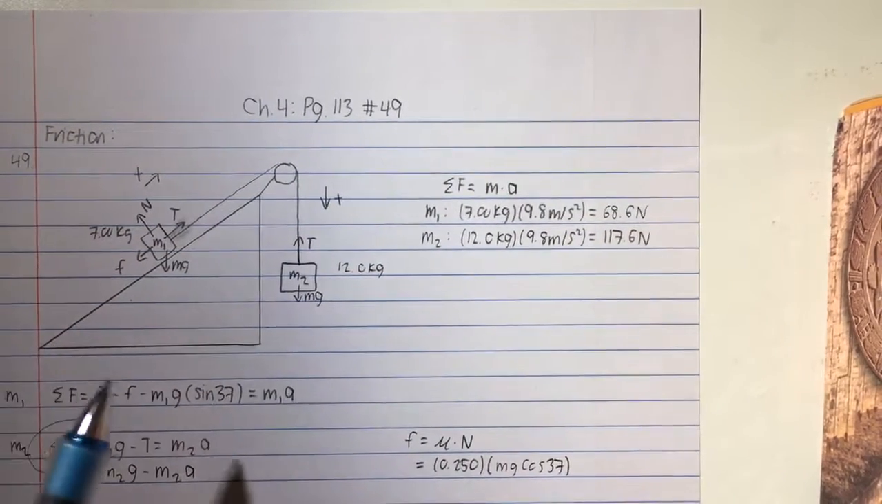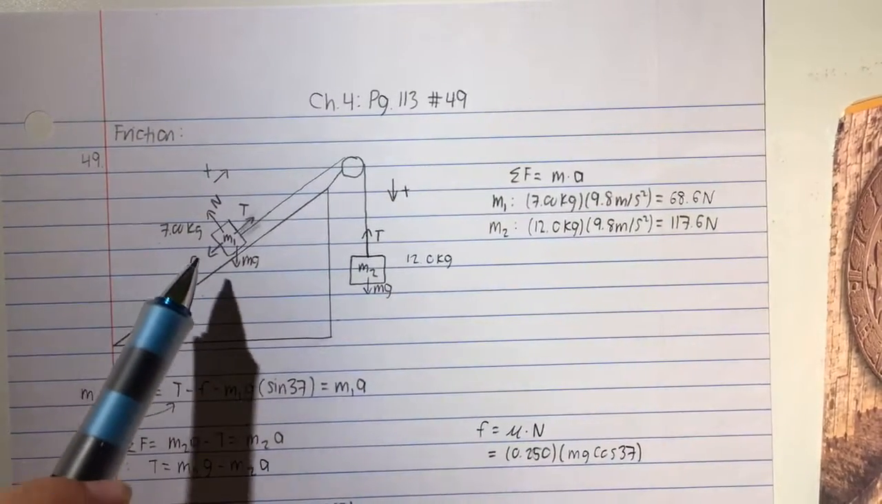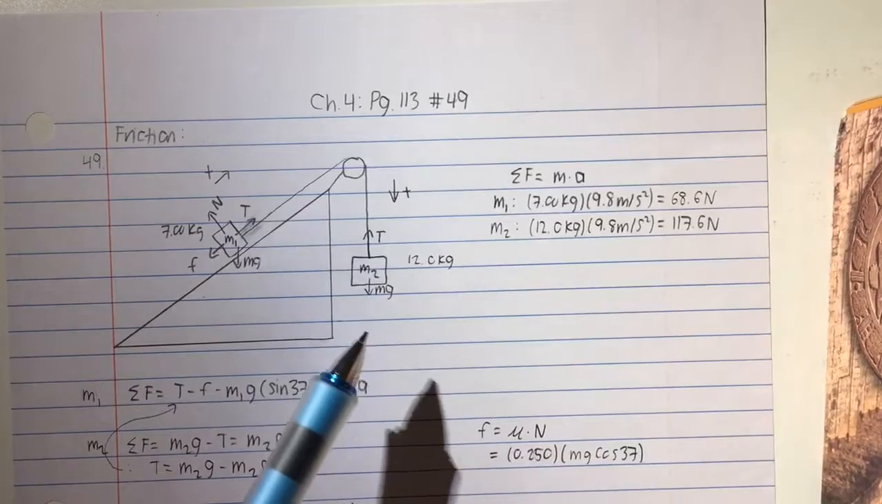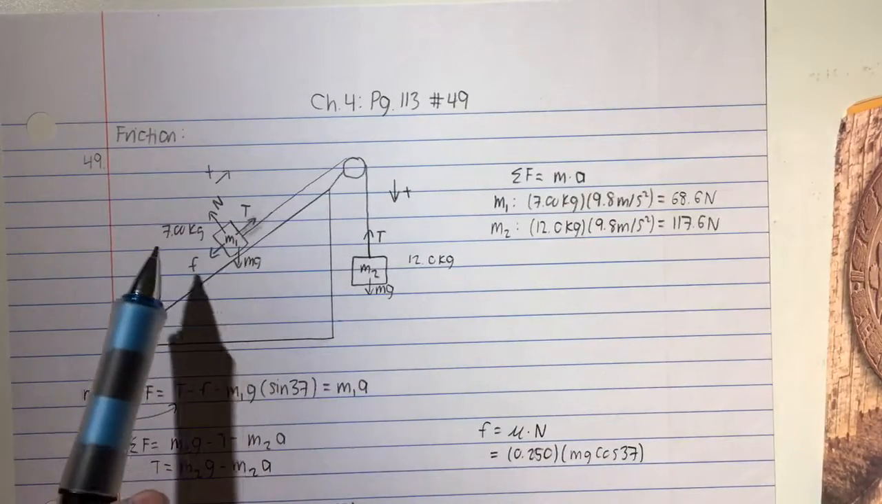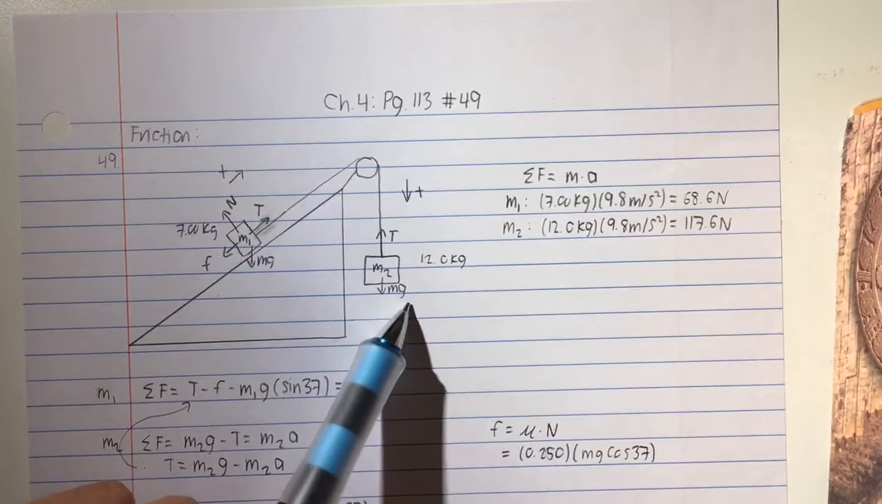And this is my free body diagram. And I just set that the 7 kilogram block is M1 and the 12 kilogram is M2. And we know that this block will move upwards and this one will move downwards since this one is heavier.